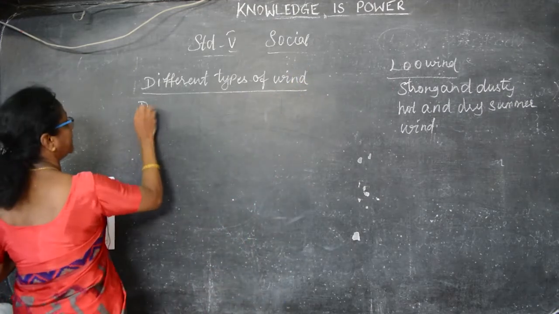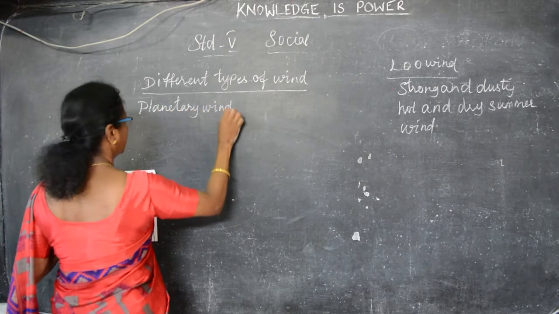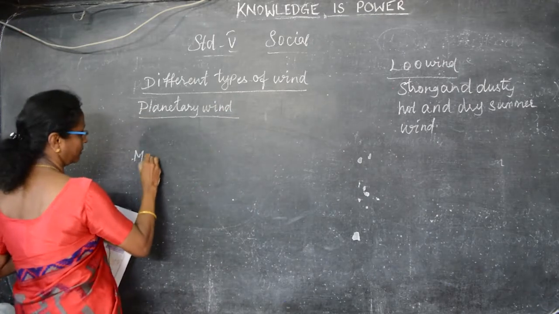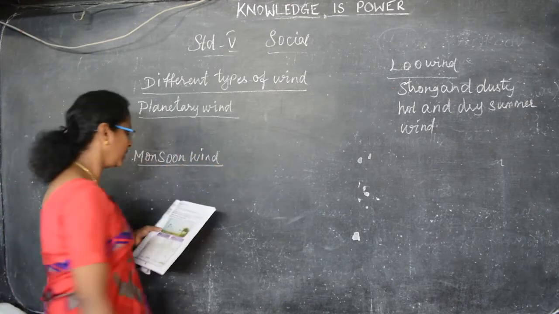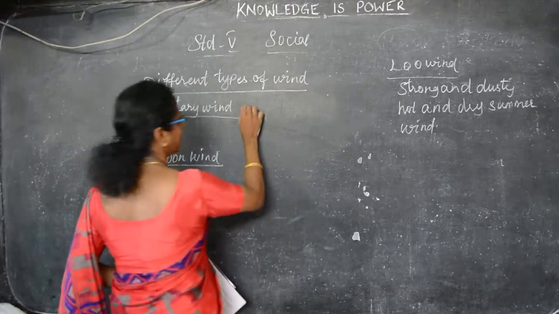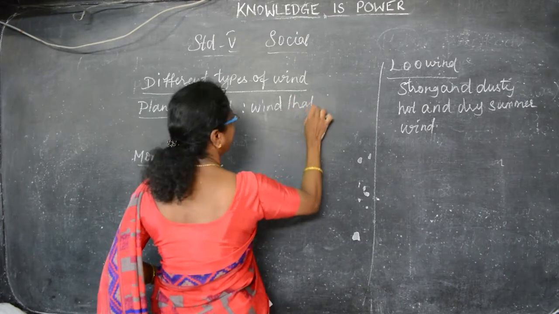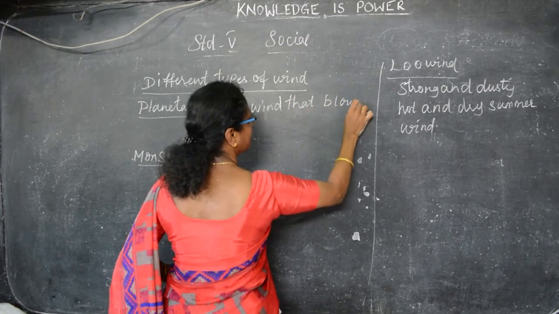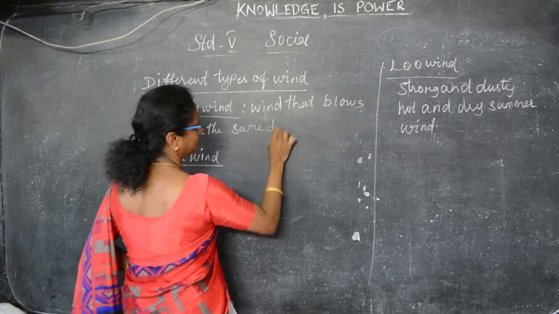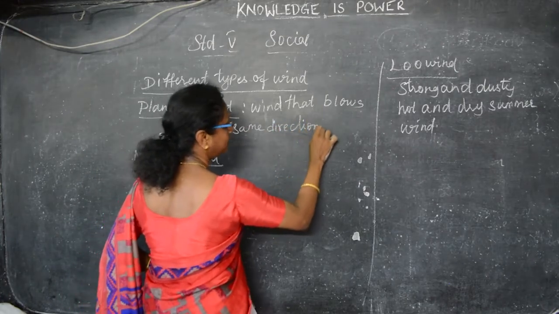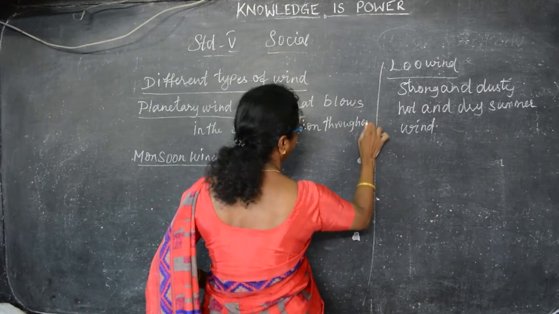That is planetary wind. What do you mean by that? Planetary wind. And then the next one is monsoon wind. Planetary wind and monsoon wind. Wind that blows in the same direction throughout the year is known as the planetary wind.